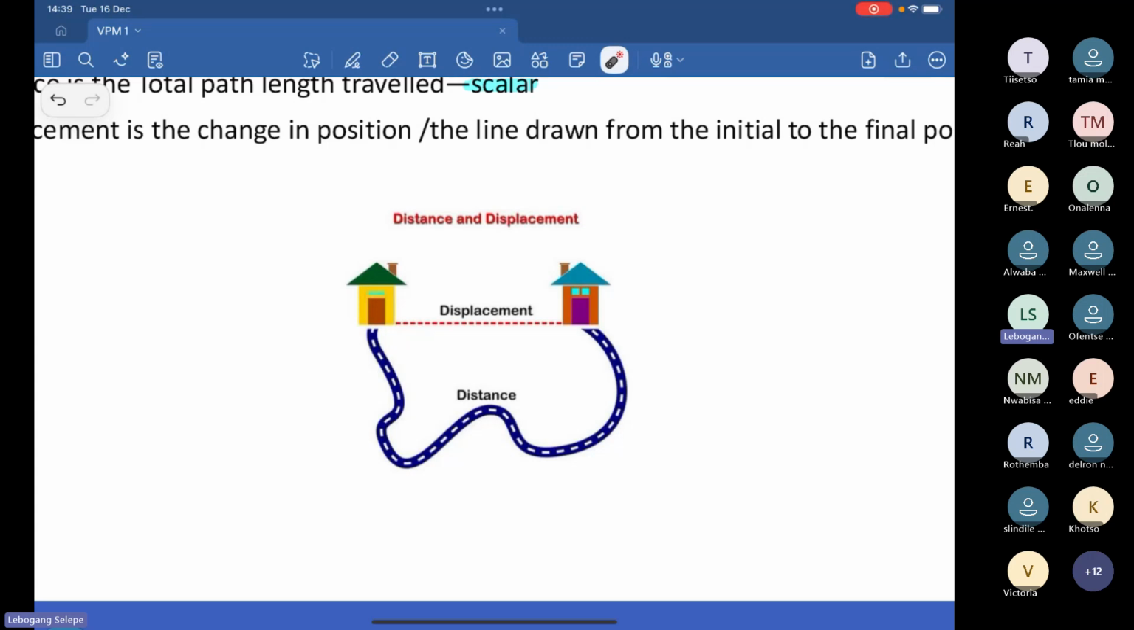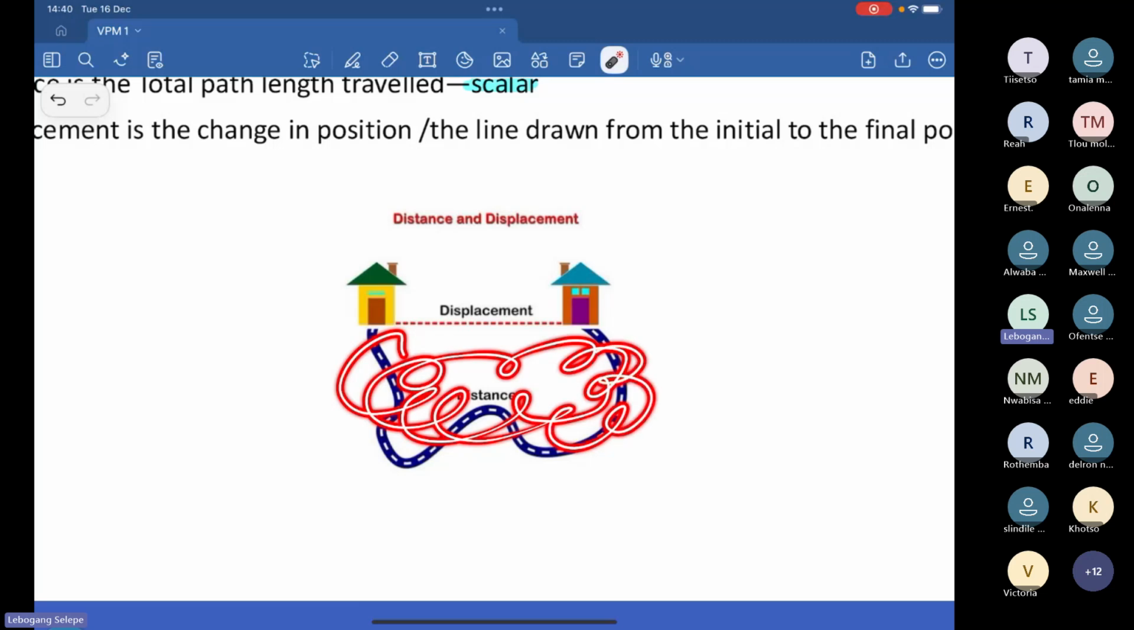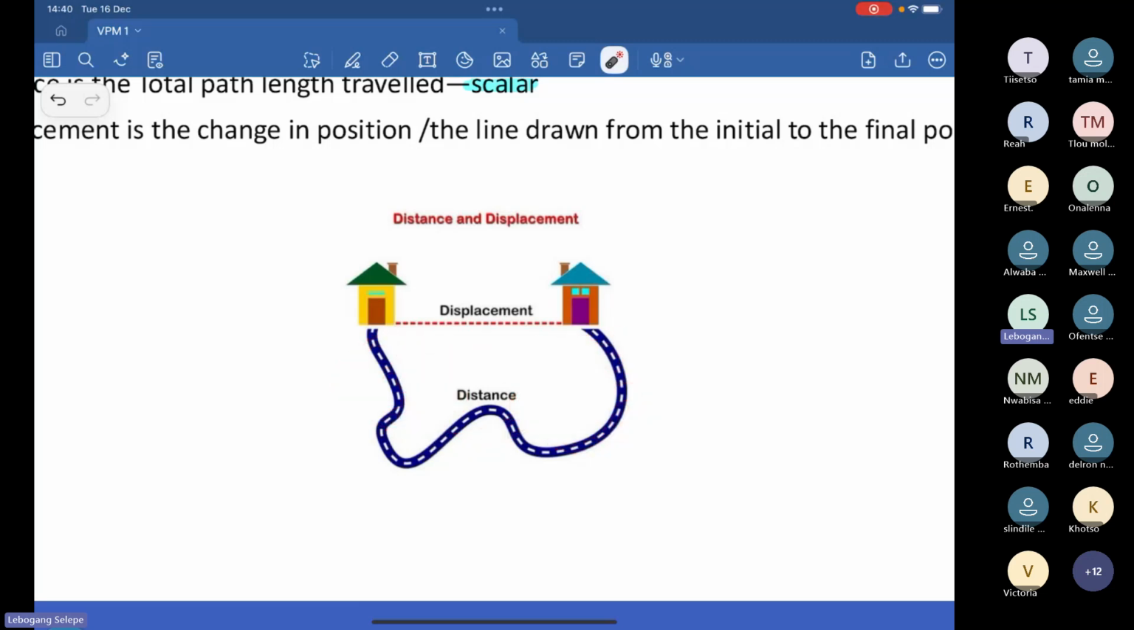So just to summarize it, displacement does not care about what was happening in between, right? It only cares about where your object started and where it ended. Only. The other things that were happening in between, displacement does not care about that. It's only concerned about where you start and where you finish. So that's displacement, and it's a vector.